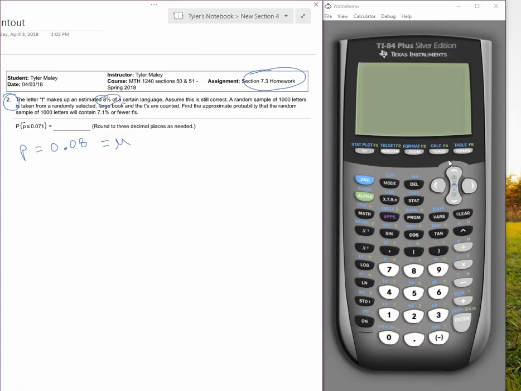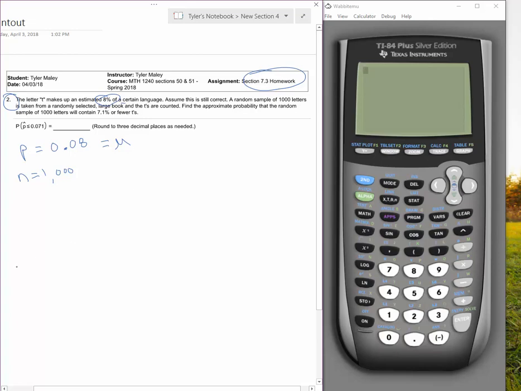We're told a random sample of 1,000 letters is taken from a randomly selected large book, and all the T's are counted. So we want to find the approximate probability that the random sample of 1,000 letters will contain 7.1% or fewer T's, right? So I won't go through all the conditions, but there's enough information here for you to check all of the conditions for the central limit theorem. So we need a large sample, we need a large population, we need randomness, and we need independence, right? I did those in the last video. So let's focus more on the calculation for this problem.